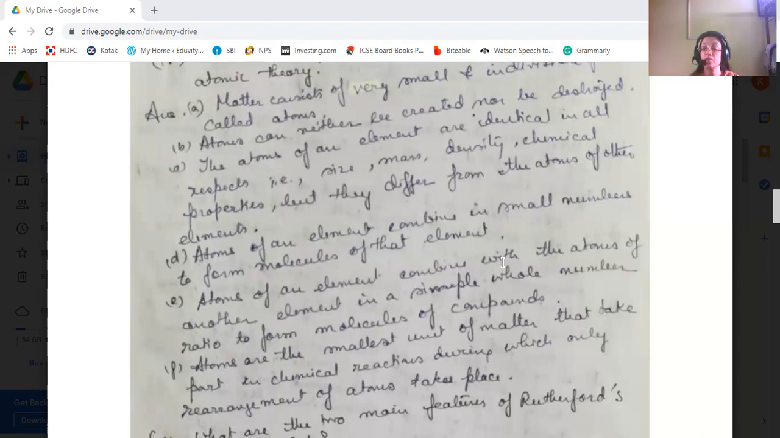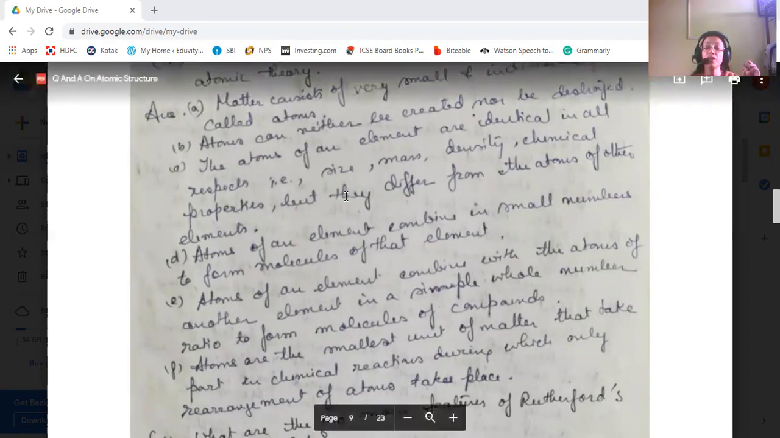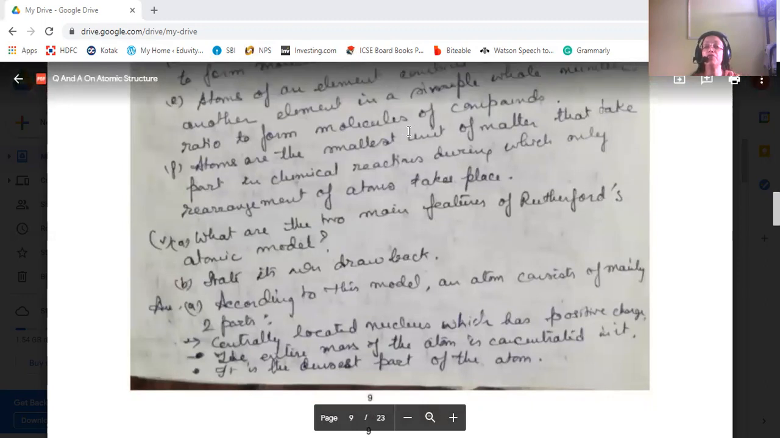That means they undergo chemical reactions which can occur in the element, only with the rearrangement of atoms taking place. Whether in a chemical reaction there is rearrangement of atoms, they take part in that. Okay. Then what are the two main features of Rutherford's atomic model and state its drawbacks?